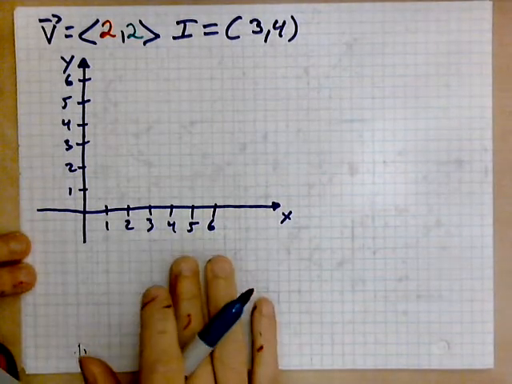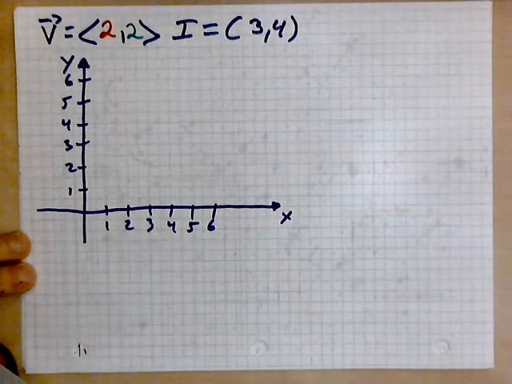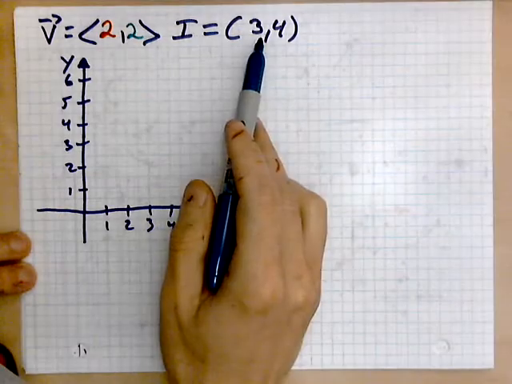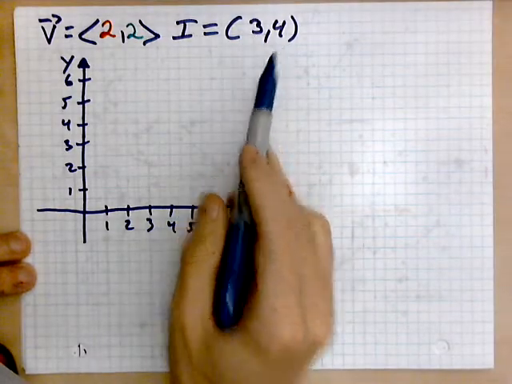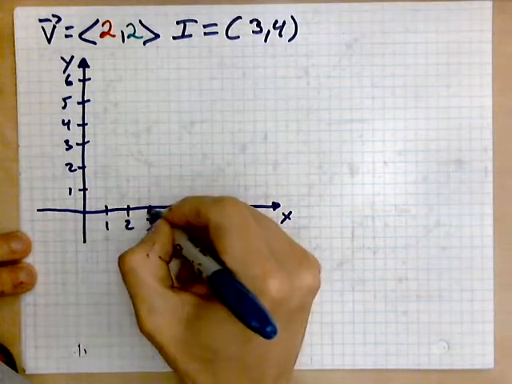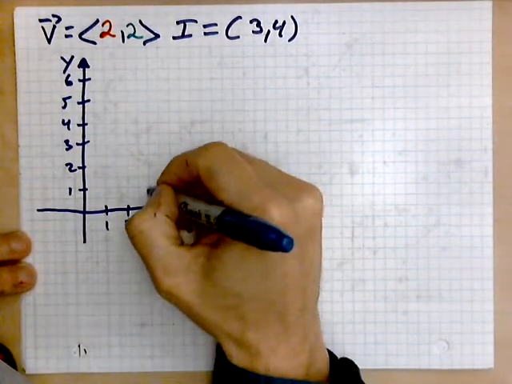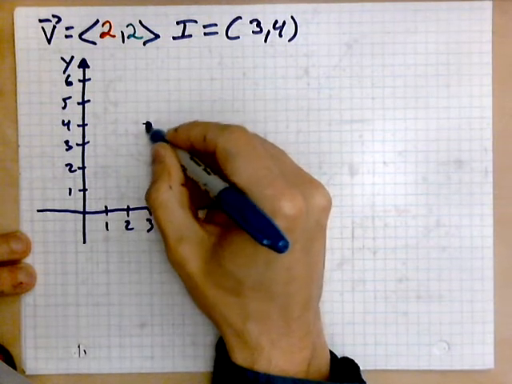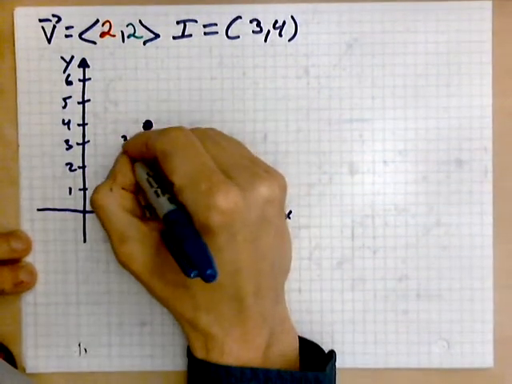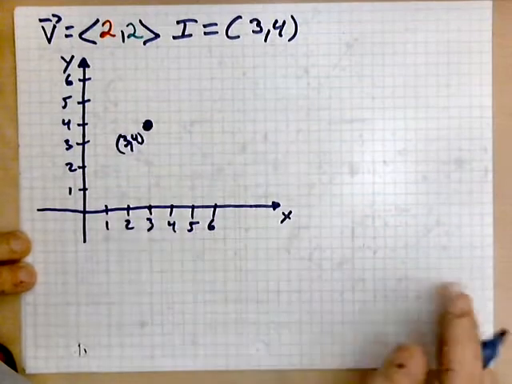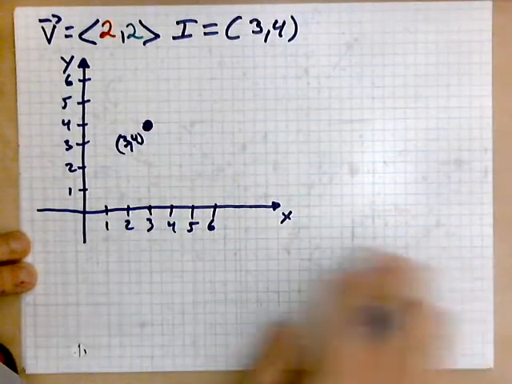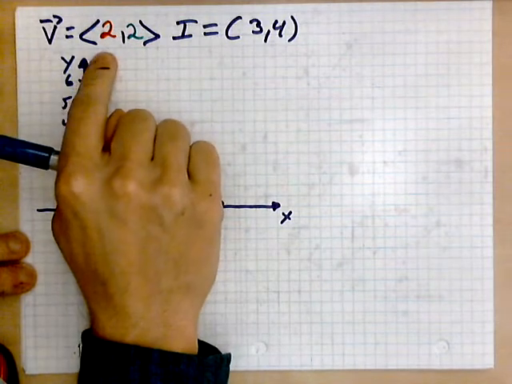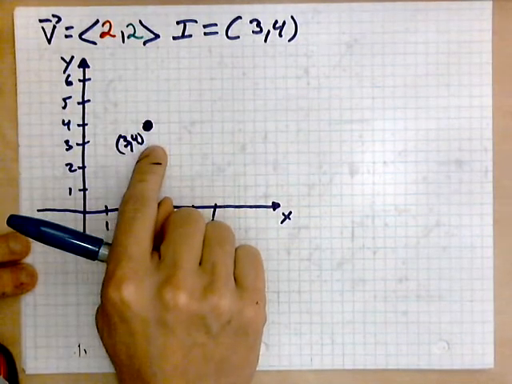So with this in place, the next step is the following. Mark your initial point. So that's got an x of 3 and a y of 4. So you go 3 to the right, and then up 4. So there's our initial point. Mark it. This is the 3 and this is the 4. And now follow the components of the vector from this point to reach the terminal point.